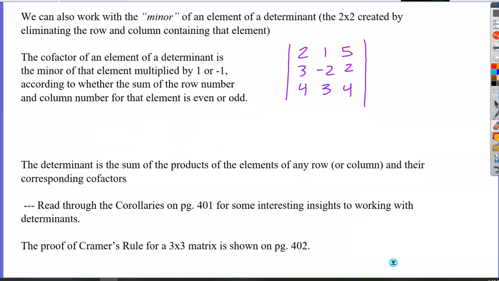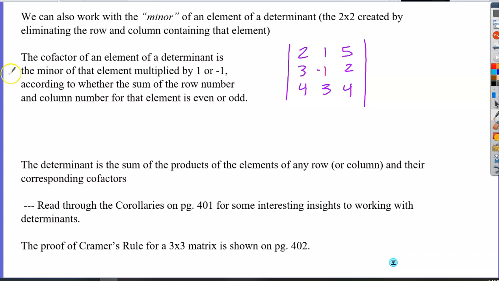Okay, so we can also solve this. You might remember me working with the smaller minor matrices within a 3 by 3. And so let me explain. So again, you can work with this minor of an element of a determinant by creating 2 by 2 matrices, eliminating rows and columns. So let's remind you how that looks. So here's the one that we had previously, except I think that middle guy is a -1.